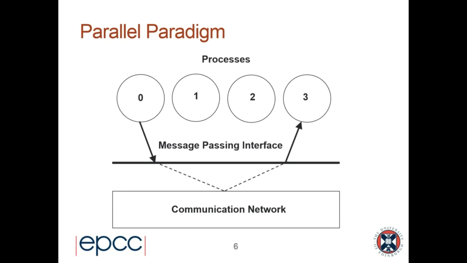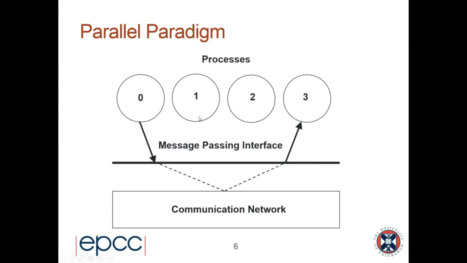Parallel programming for message passing is exactly the same, except you run multiple processes. Here I've run four processes. So what I've done is run four independent programs. I've labeled them 0, 1, 2, and 3, and it turns out that's how MPI labels them, which is convenient. And you want them to talk to each other. Now, how do they talk to each other?